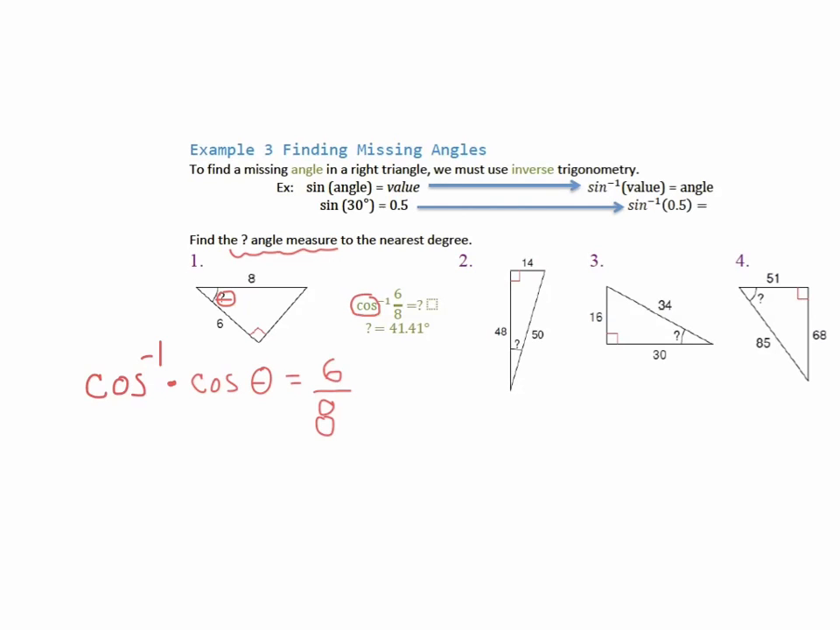Okay? So, when you multiply things by their inverses, they turn into the identity. So, cosine inverse knocks out cosine. That's nice. And then theta's by itself. However, what we do to one side of an equal sign, we have to do to the other. So that's how they got that.